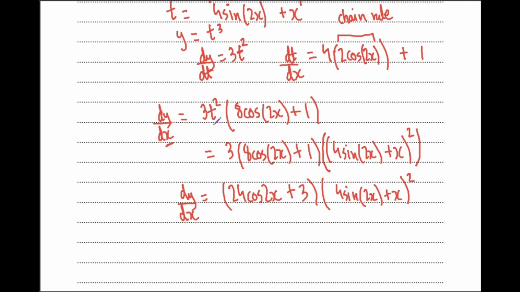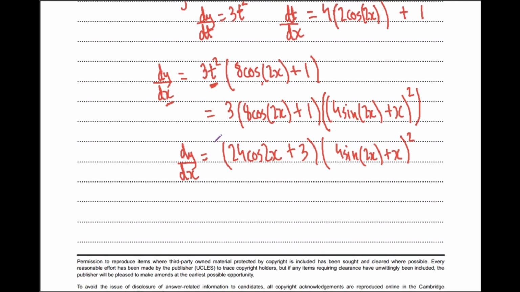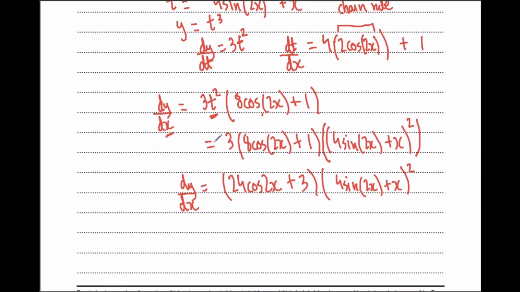One important thing I have to mention, I cannot stress this enough, is make sure your answer is in terms of x and not t. So you have to make sure you put x back into where t is. Otherwise, you will not have the right answer because it's dy by dx. It's not dy by dt.